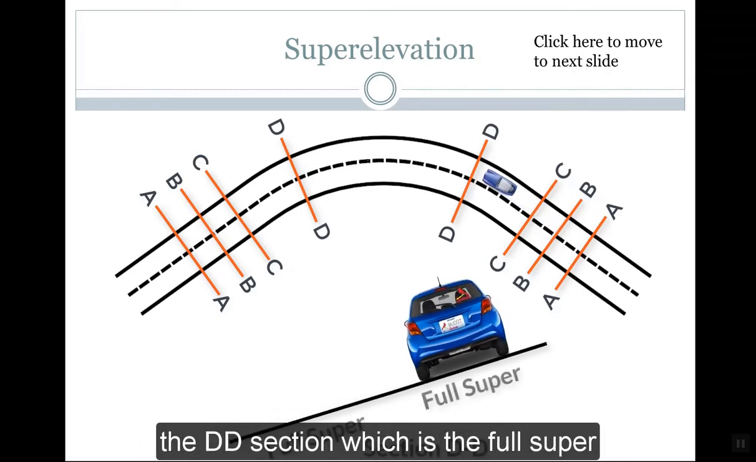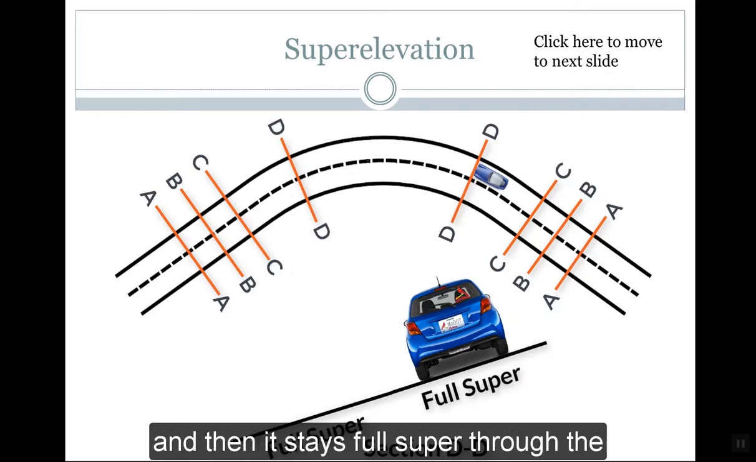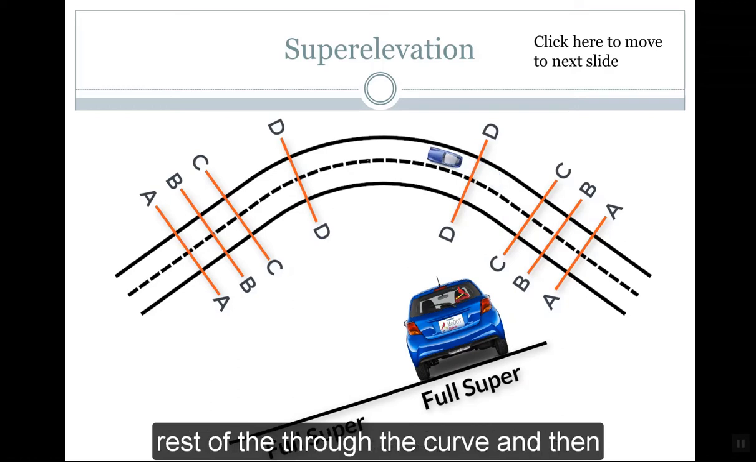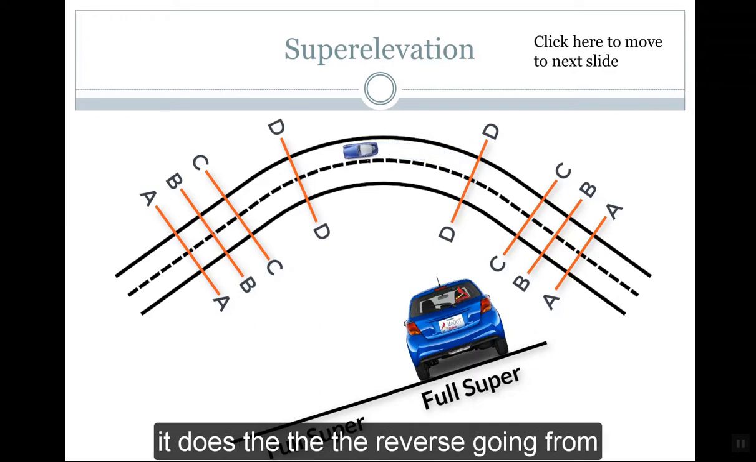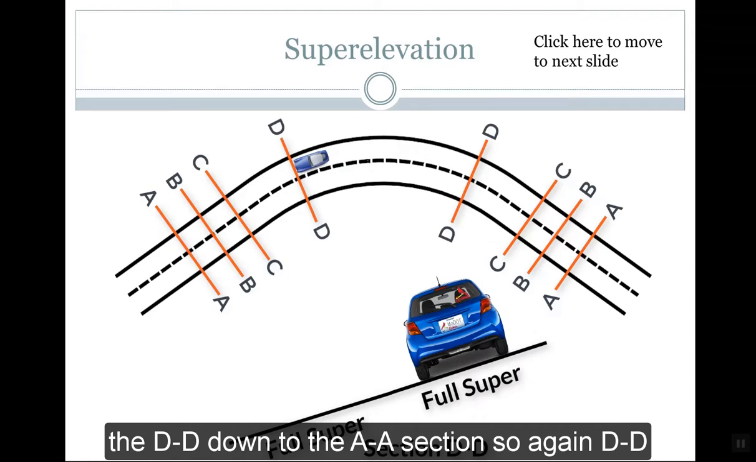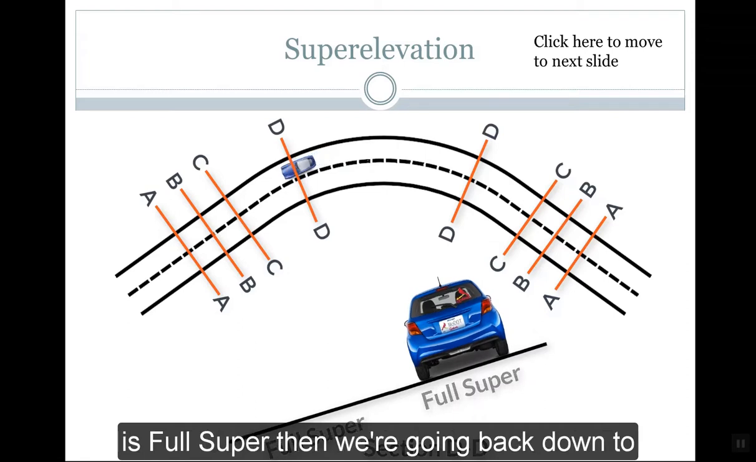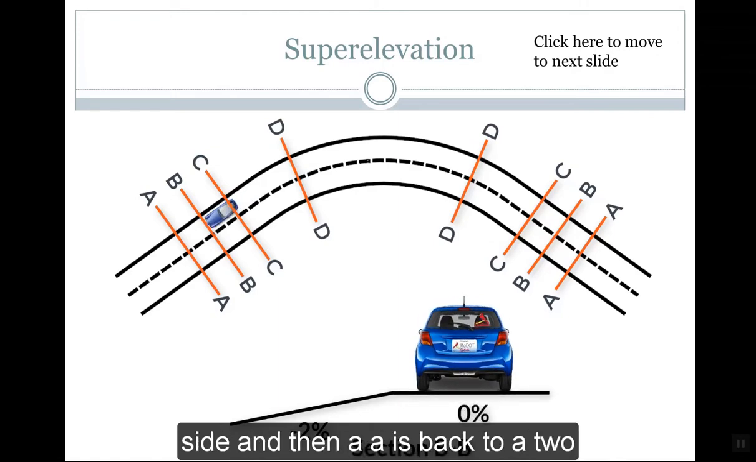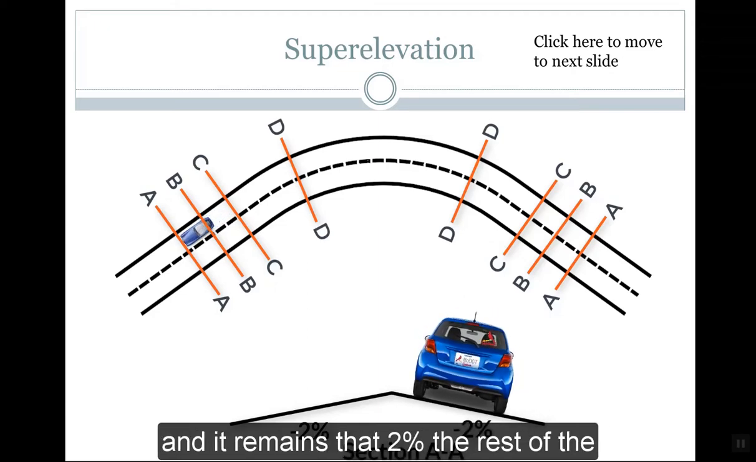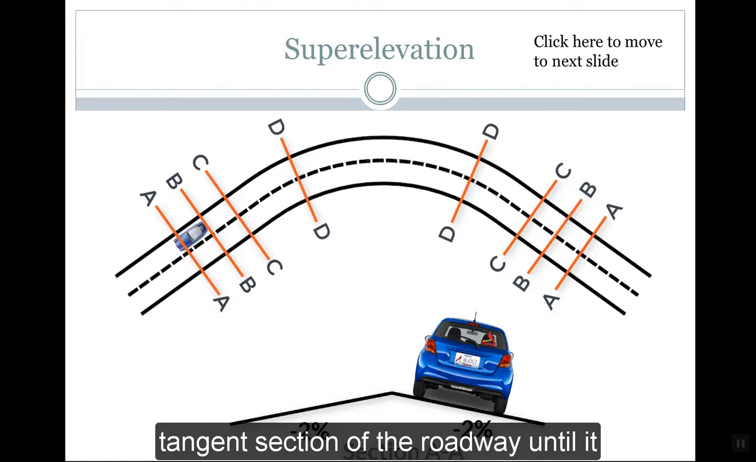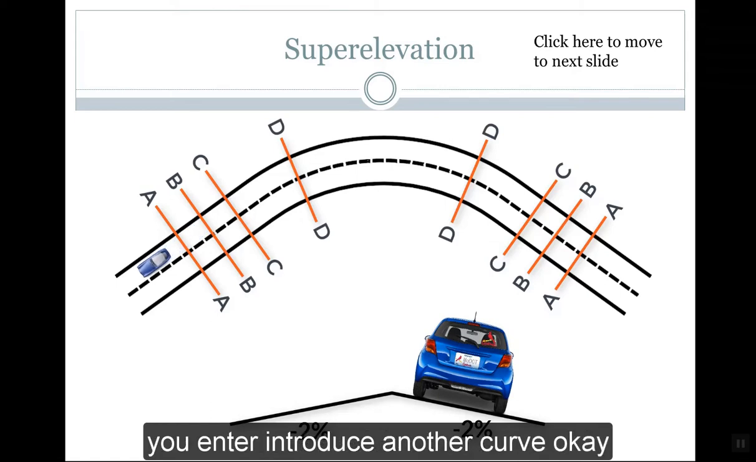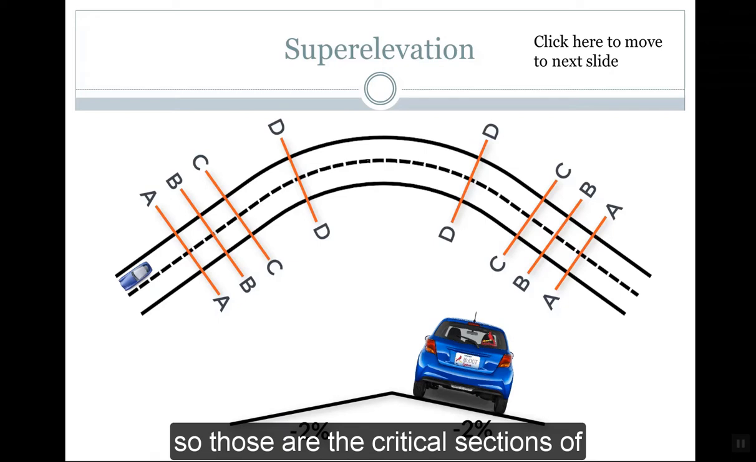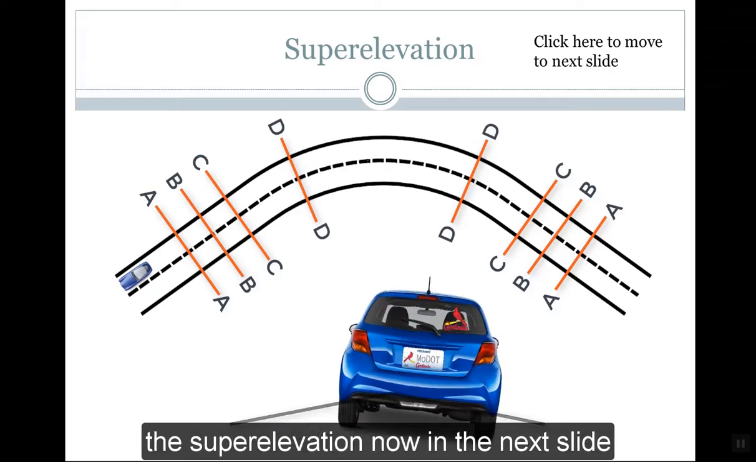Then it goes down to the DD section, which is full super, and then it stays full super through the rest of the curve, and then it does the reverse, going from the DD down to AA section. So again, DD's full super, then we're going back down to a 2% super. Then the BB section is back down to a 0% super on the one side, and then the AA is back to a 2% on both sides of the center line. And then it remains at 2% the rest of the tangent section of the roadway until you introduce another curve. Okay? So those are the critical sections of the superelevation.